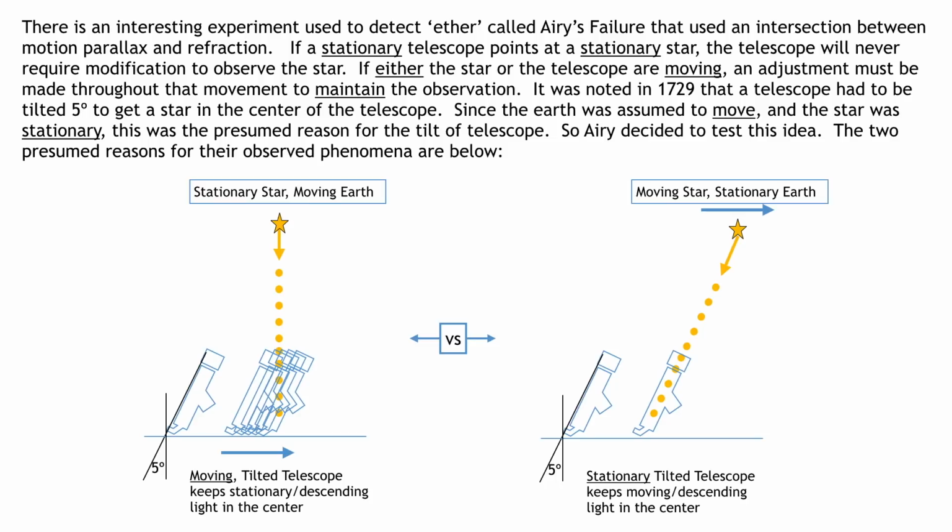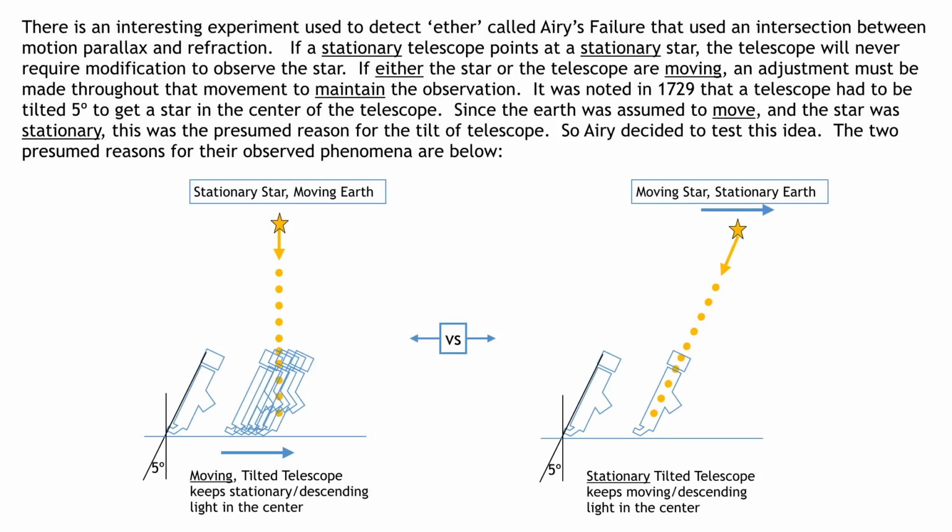But Airy's failure used an intersection between motion parallax and refraction. If a stationary telescope points at a stationary star, the telescope will never require modification to observe that star. If either the star or the telescope are moving, an adjustment must be made throughout that movement to maintain the same observation. So it was noted in 1729 that a telescope had to be tilted 5 degrees to get a star in the center of the telescope. Since the Earth was assumed to move and the star was stationary, this was the presumed reason for the tilting of the telescope. So Airy decided to test this idea.